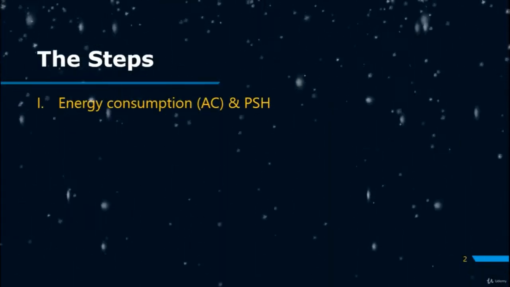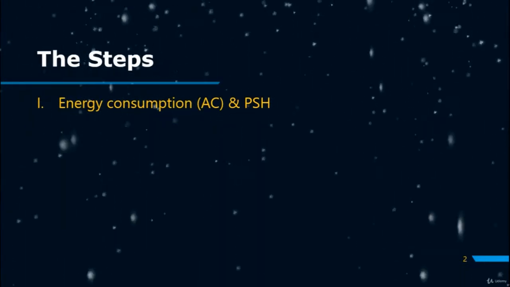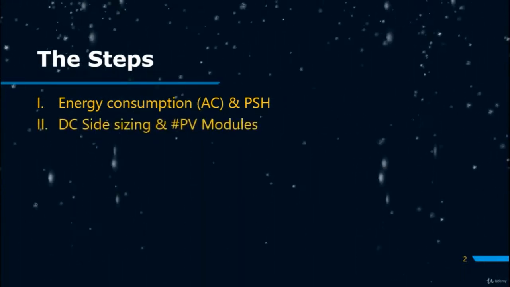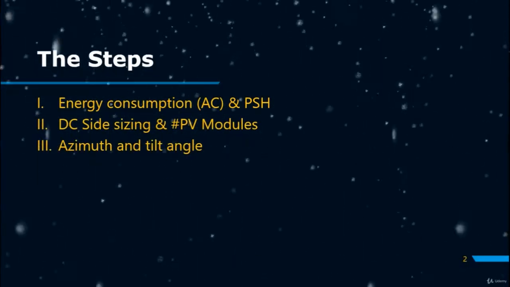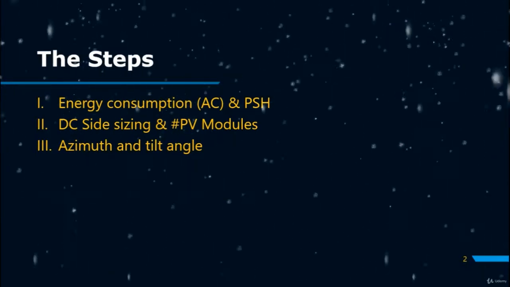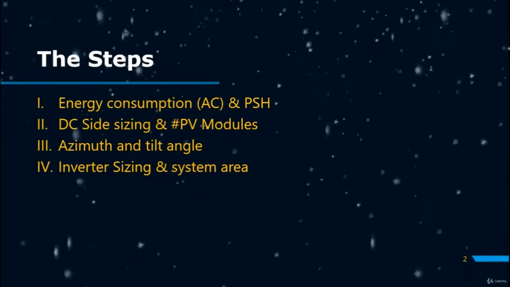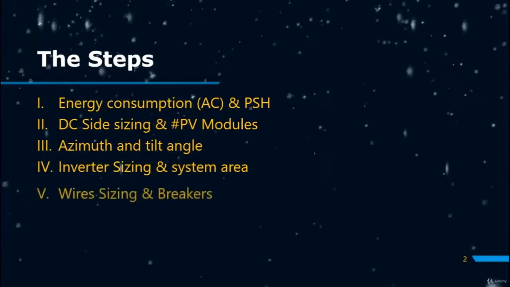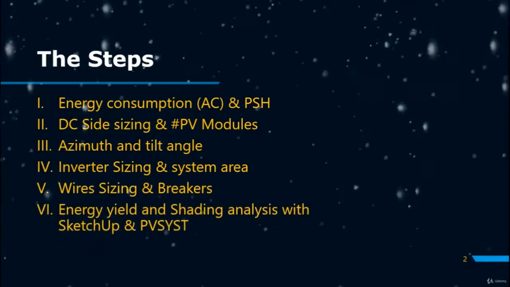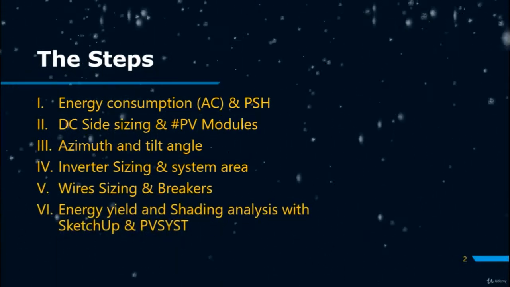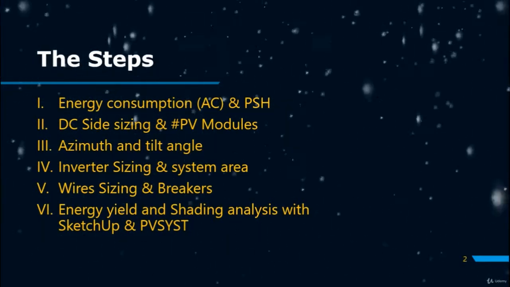First of all, we have to estimate the energy consumption, AC power and the peak sun hours. Then we will size the DC side and the number of PV modules. We will calculate the azimuth and tilt angle. We will also size the inverter and calculate the system area, wire sizing and the breakers, energy yield, and shading analysis with SketchUp and PV system. These steps will give you a full design for the solar energy system.